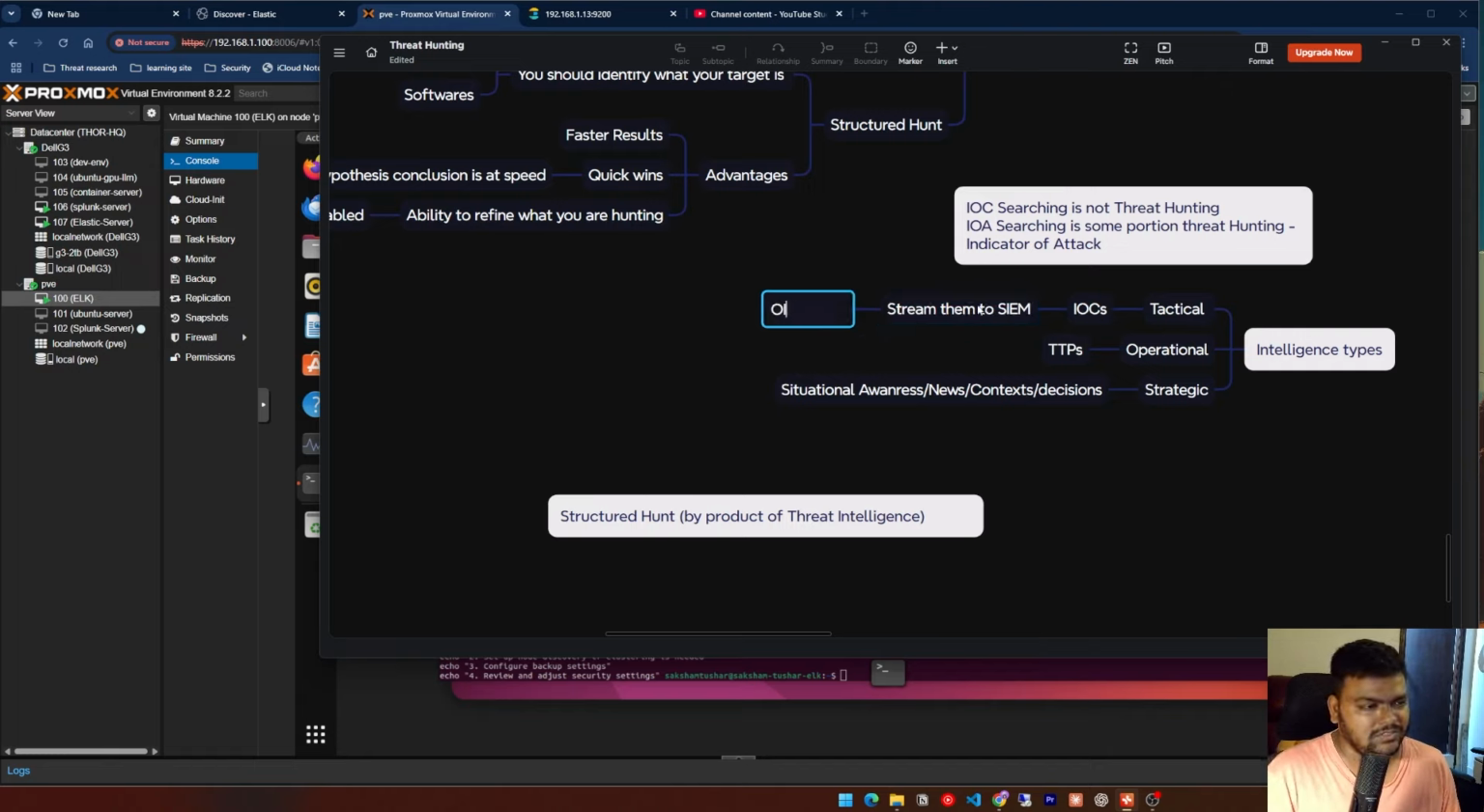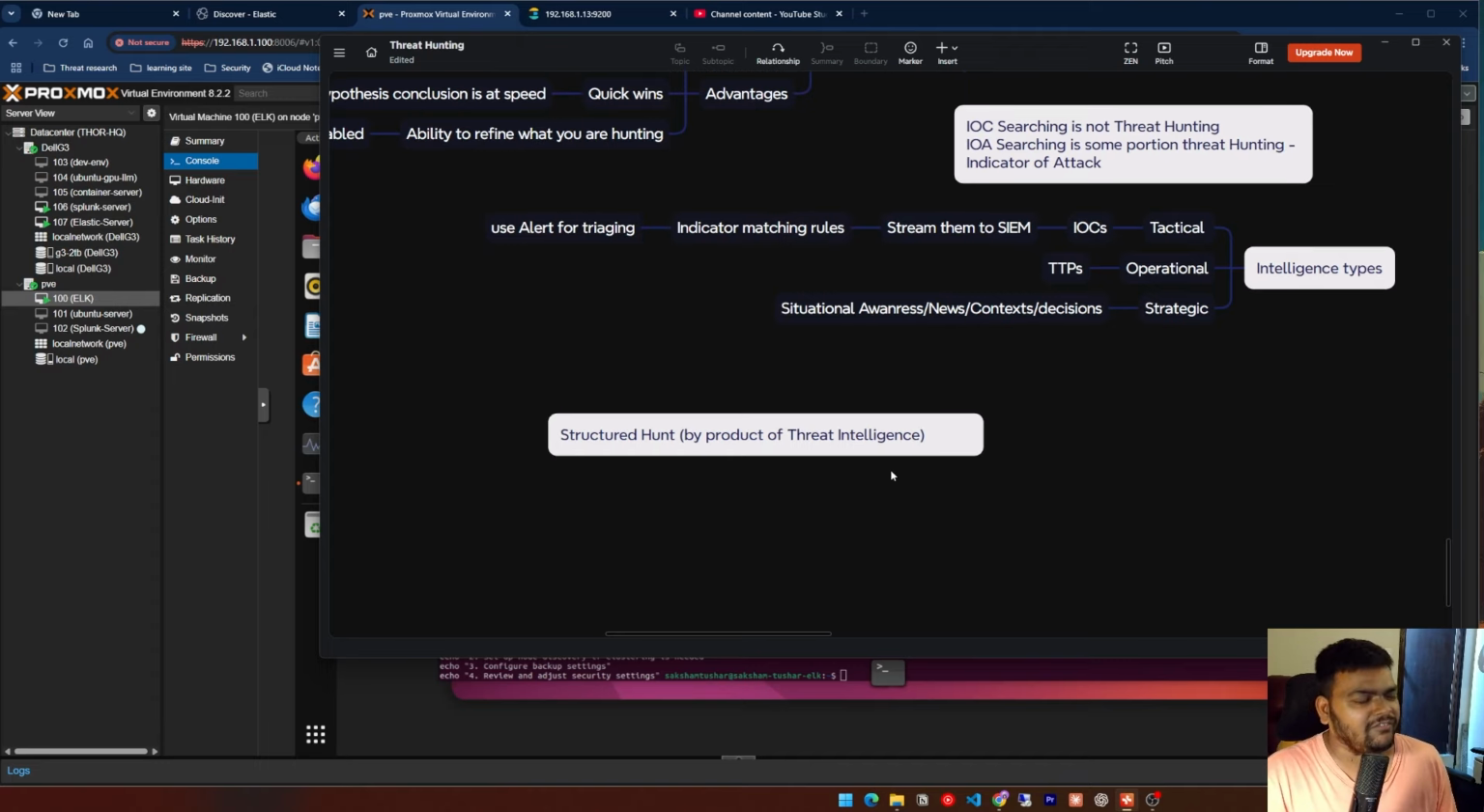Indicator matching rules, and use alerts from this for triaging. Simple, right? That is what you do with tactical intelligence. If you find something, good. If you don't find something, IOCs are quick wins. If you find something, you're quickly winning. If you don't find something, yeah, good luck.